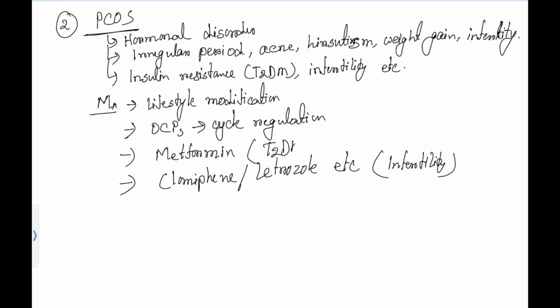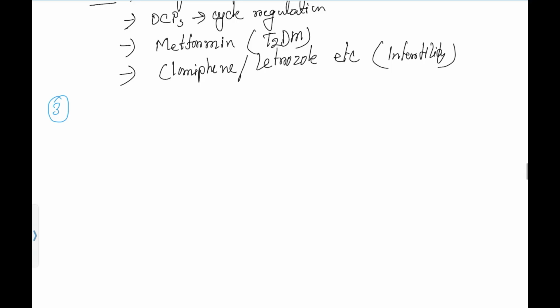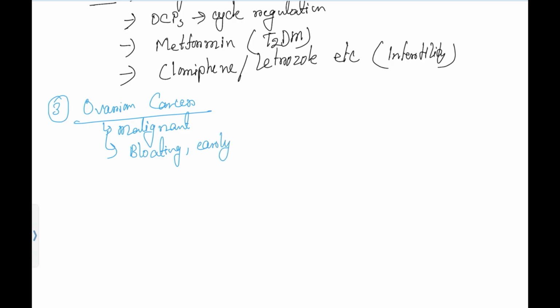And you can also hear about another case like ovarian cancer, and this is very lethal in nature. Ovarian cancer, very dangerous, is malignant in nature. Symptoms will be like bloating, early satiety, dizziness, then pelvic pain, the female will be suffering with tiredness and so on. Then urinary urgency will be there.